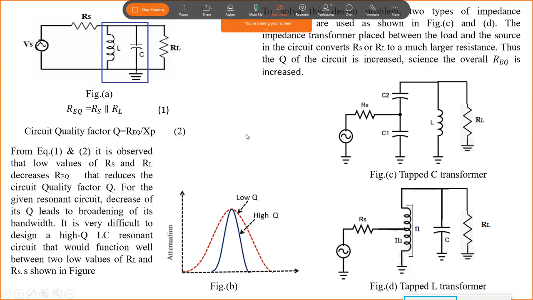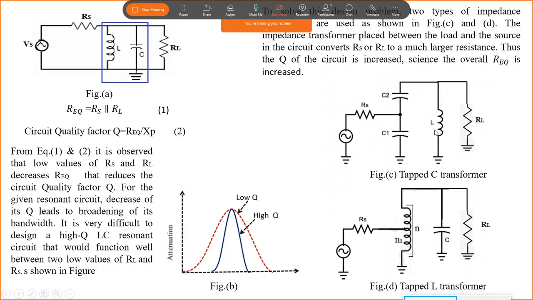See here, how can we do that? We can use a resonator circuit like this. There are two types of impedance transformers. One is called a tapped C transformer, and the other is called a tapped L transformer.